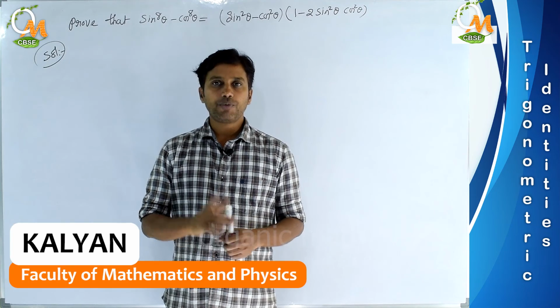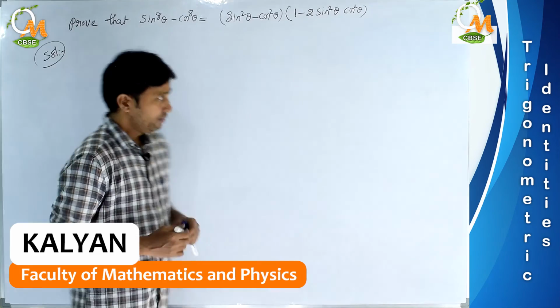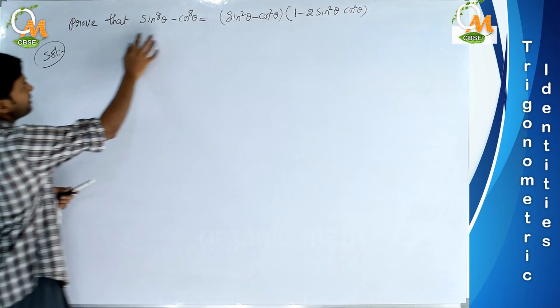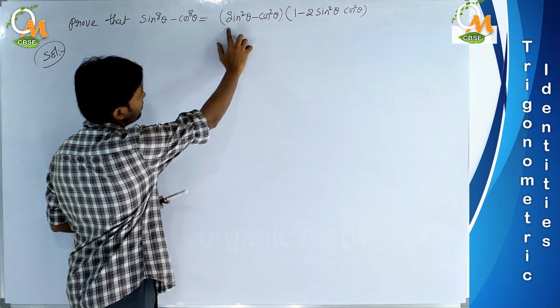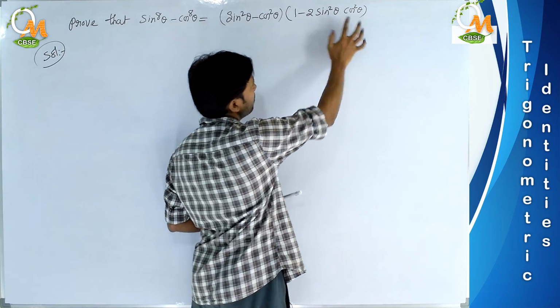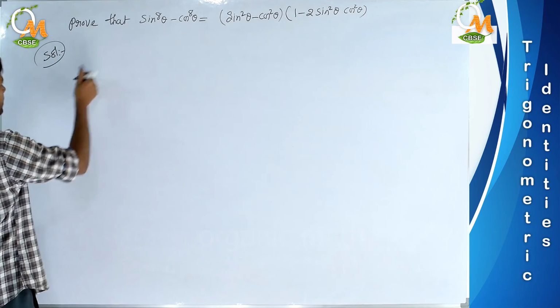So let us solve one more problem on trigonometric identities. See the problem. We need to show that sin power 8 theta minus cos power 8 theta equals sin square theta minus cos square theta into 1 minus 2 sin square theta cos square theta. As usual, take the LHS part.